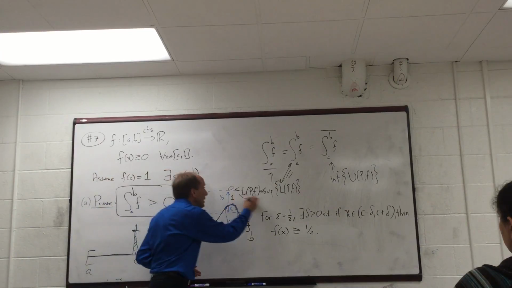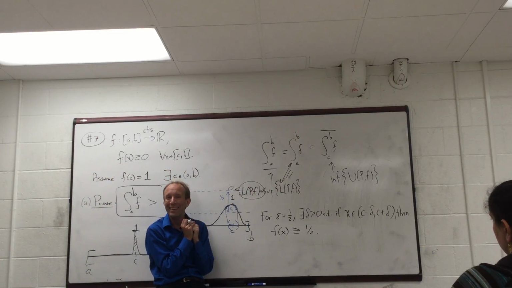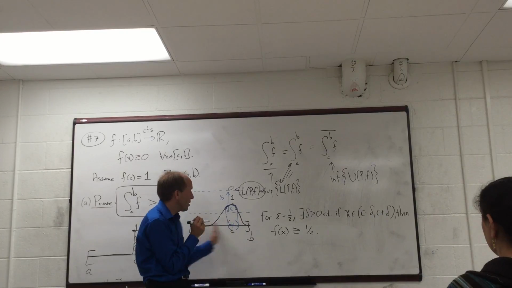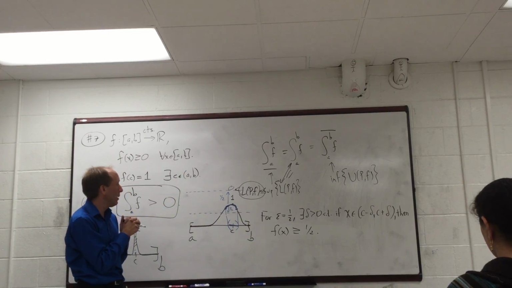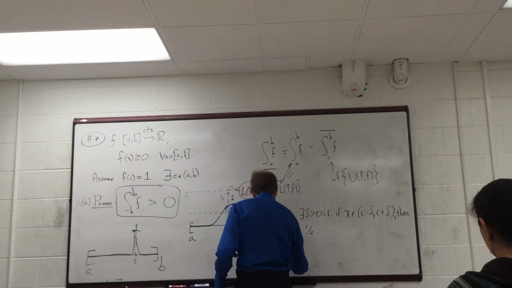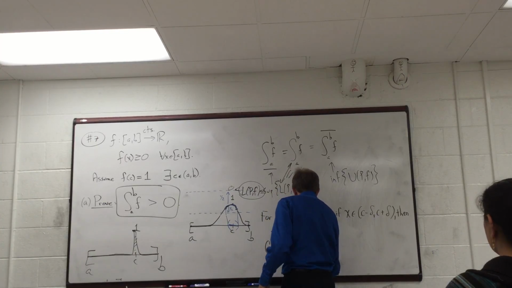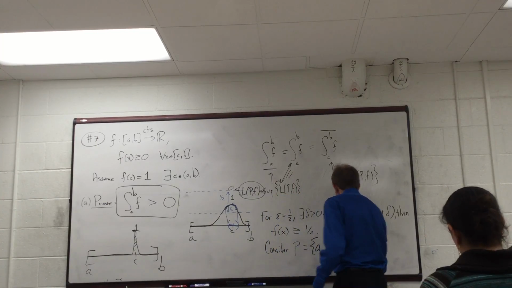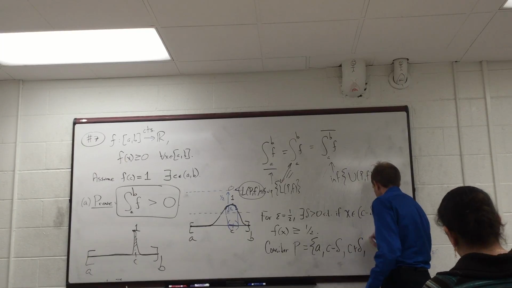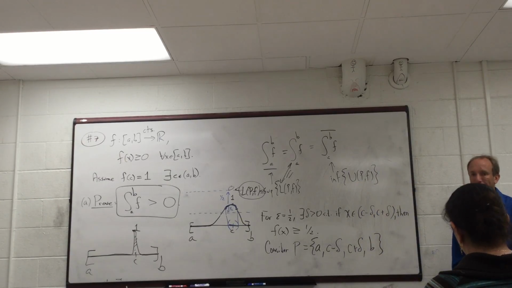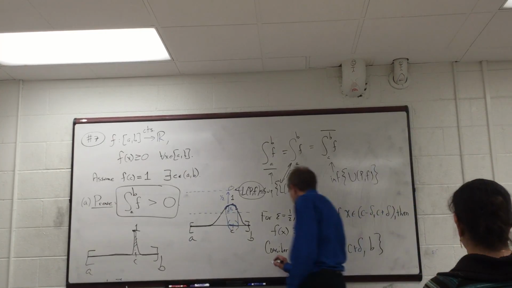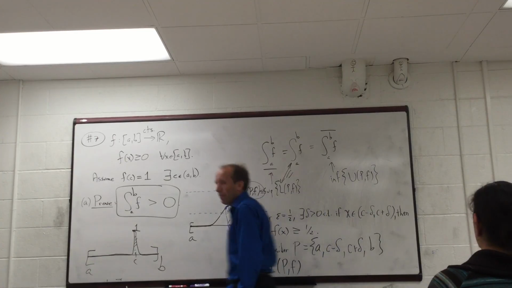This is really neat because I only have to find one partition now. Can somebody suggest how to partition this interval so that I end up with a lower sum that is going to be positive? A, C minus delta, C plus delta, and B. Consider P equal to A, C minus delta, C plus delta, B. Take that partition. Okay, now let's calculate the L(P,f) of that.